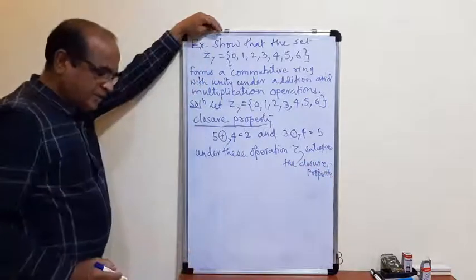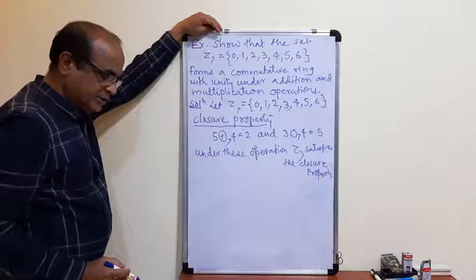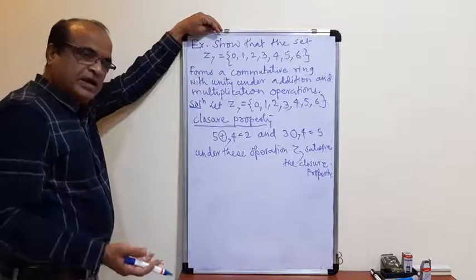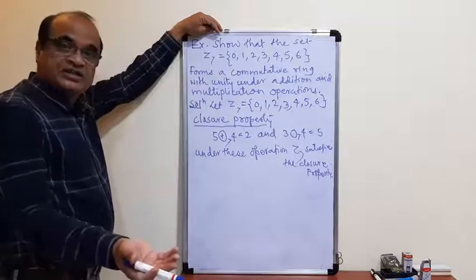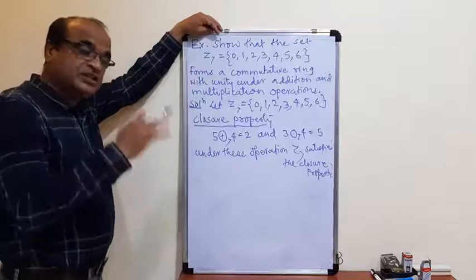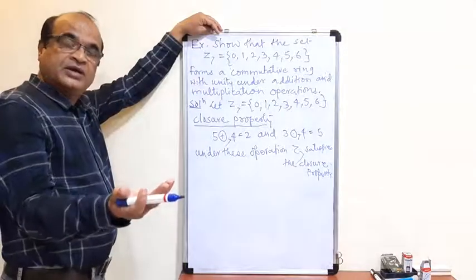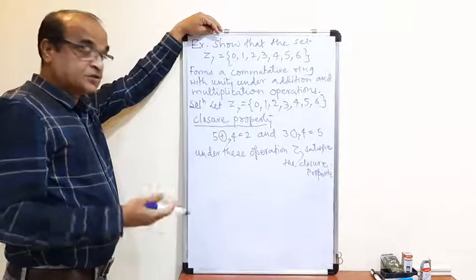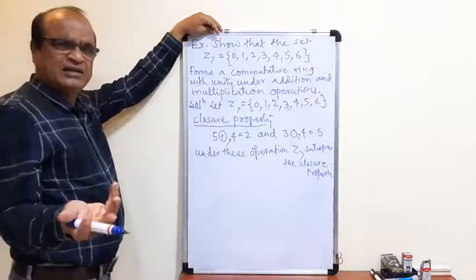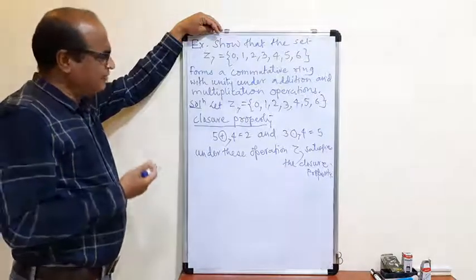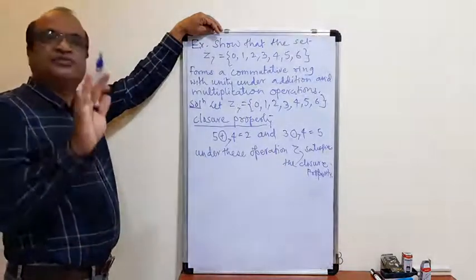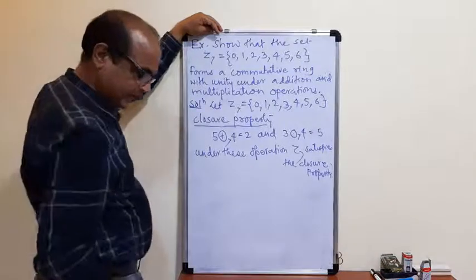Then what is the next property? It is easy to obtain the existence of identity with respect to addition operation, the existence of inverse, and associativity with respect to addition. These are very simple to prove. Then we can directly say here that (Z7, +) is a group.